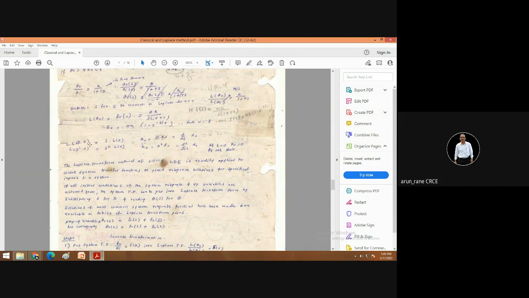Laplace of dx. So now you have to simply replace, this is the rule: s into Laplace of x. Laplace of d square x will be s square into Laplace of x. This is the first derivative, this is the second derivative.